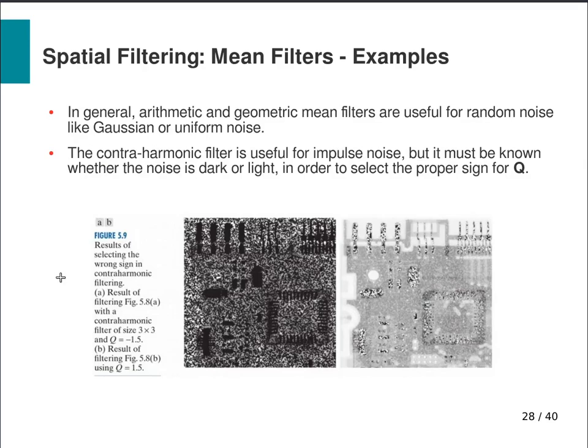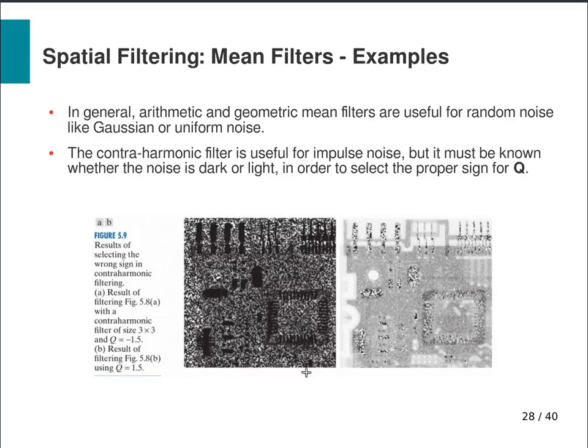So in general, arithmetic and geometric mean filters are useful for random noise like Gaussian or uniform noise, and the contraharmonic filter is useful for impulse noise, whether it's salt noise or pepper noise, but it must be known whether the noise is dark or light, or whether you are dealing with pepper noise or salt noise. That is necessary because you need to decide on the sign of the filter order, or the Q. Otherwise, the result that you get is definitely worse than the initial image.